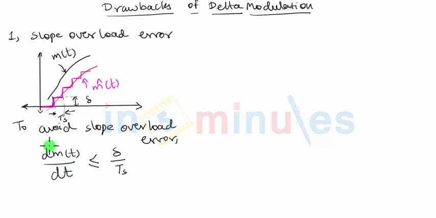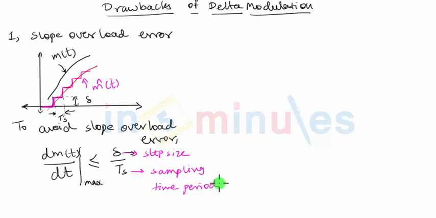Now it may happen that the rate of change of m of t is not a constant value and it is changing in different regions of m of t. In that case, we should consider the worst case scenario, and we should say that the maximum value of dm(t)/dt should be less than or equal to delta upon Ts. I repeat, delta is the step size and Ts is the sampling time period. So this condition will avoid the slope overload error.